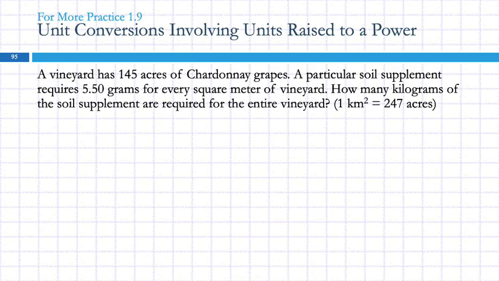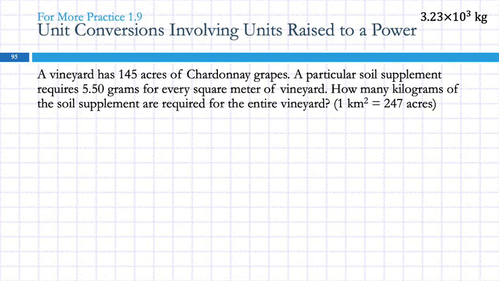So this is a story problem. A vineyard has 145 acres of Chardonnay grapes. A particular soil supplement requires 5.50 grams for every square meter of the vineyard. How many kilograms of the soil supplement are required for the entire vineyard? Does that sound like it might actually be a practical question if you were growing grapes? This is a real world kind of problem, at least here in the Central Valley. I mean, there's grapes all over the place.